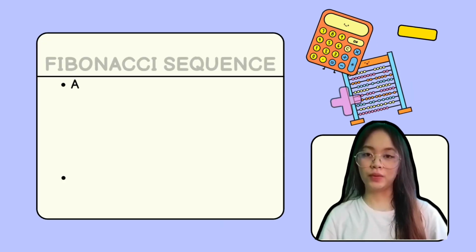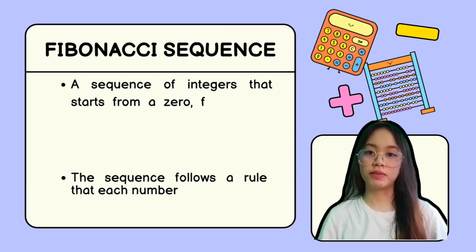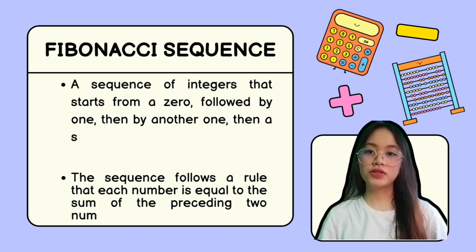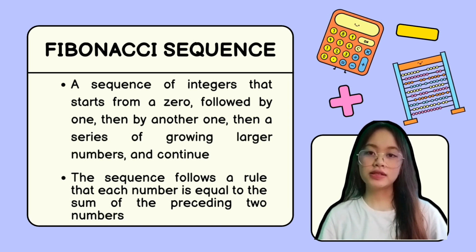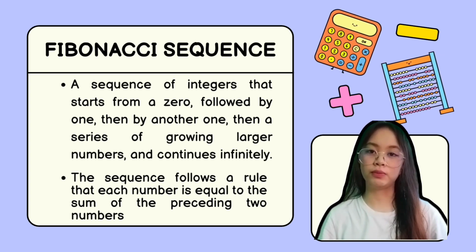The Fibonacci sequence. The Fibonacci sequence is a sequence of integers that starts from 0, followed by 1, then another 1, then a series of growing larger numbers, and continues infinitely. The sequence follows a rule that each number is equal to the sum of the preceding two numbers.